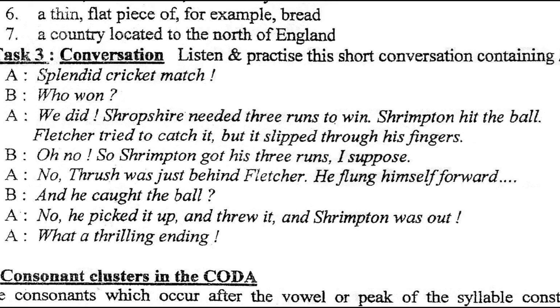Okay, so the first name is, yes, Shropshire. The second name is Shrimpton. What is the third name? Yes, it's Fletcher. And finally, the fourth name is Thrush. Good. So the four names are Shropshire, Shrimpton, Fletcher, and Thrush.